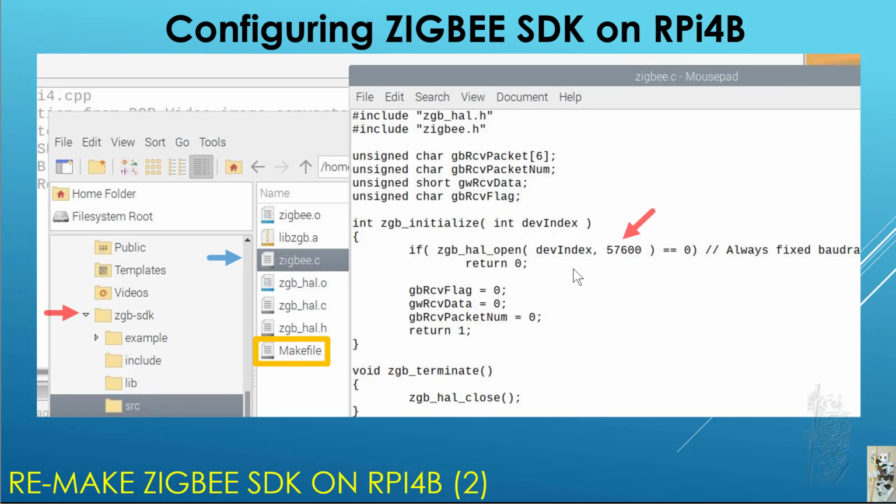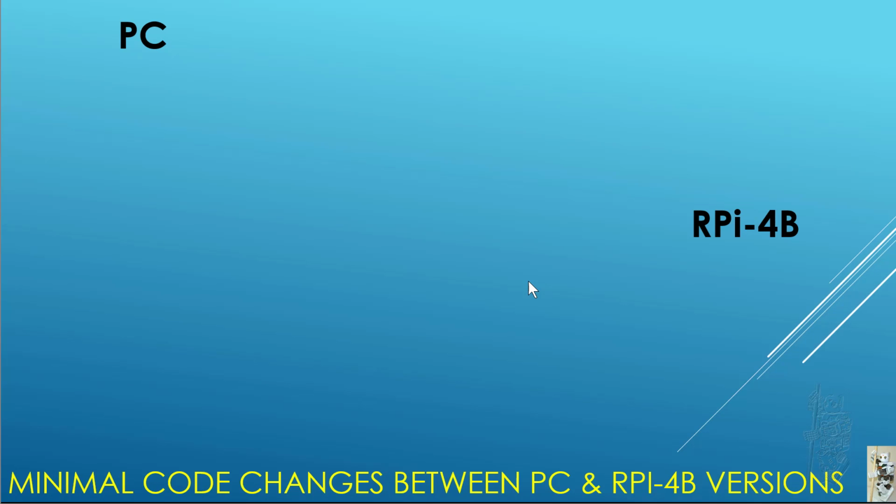Okay, and once you make sure that everything is the way you want it, there's a makefile in the same source folder, and you need to make the new library. It's going to give you a new libzigbee.a, and that's the one you specify and use in Code::Blocks. There are minimal code changes between the PC and RPi-4B versions.